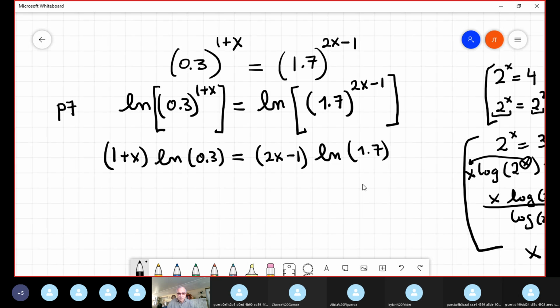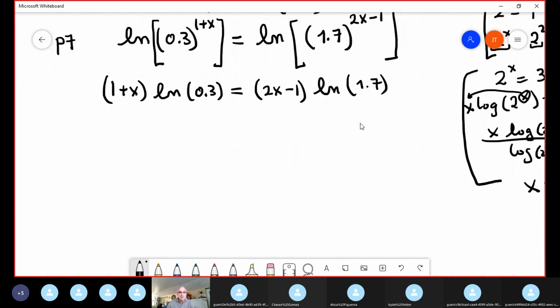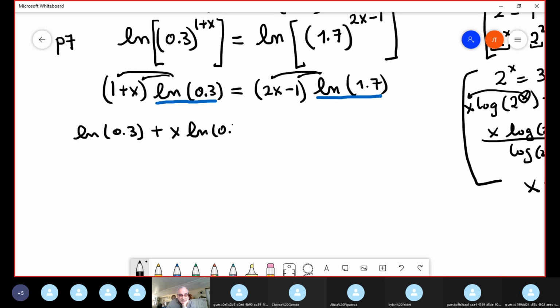Okay, super. Now, I apply the distributive property because in my mind, this works like one number. It's a weird number, I know, but it's a number, like a 2, like a 4. And you multiply this times this and this times this in order to remove the parentheses. So we have 1 times something is something, plus x times something is x times something, equal. On the right hand side, 2x times logarithm of 1.7 minus logarithm of 1.7.